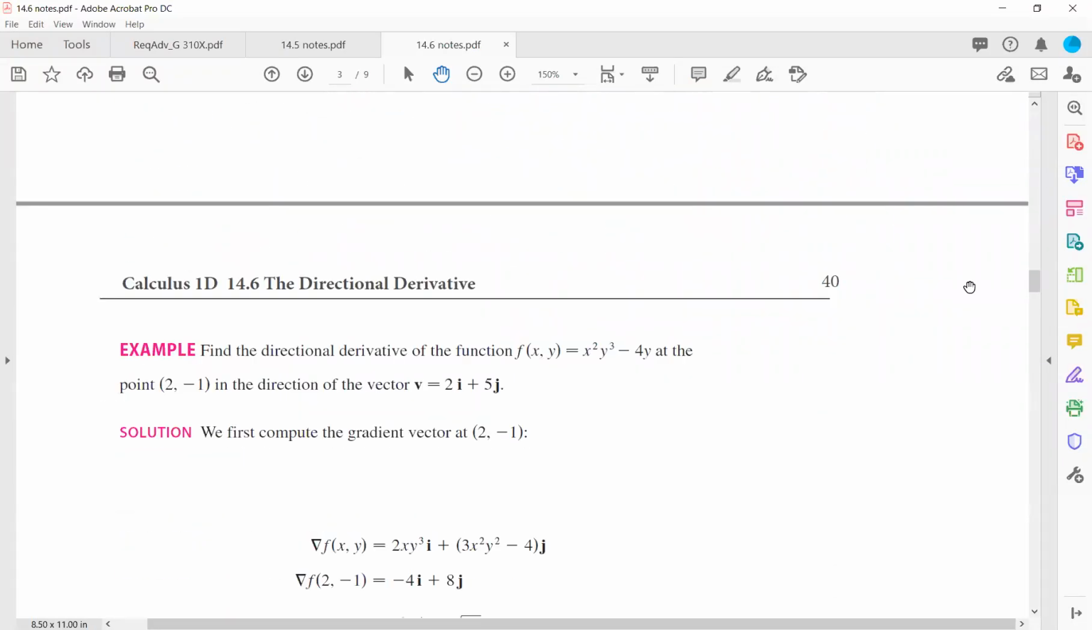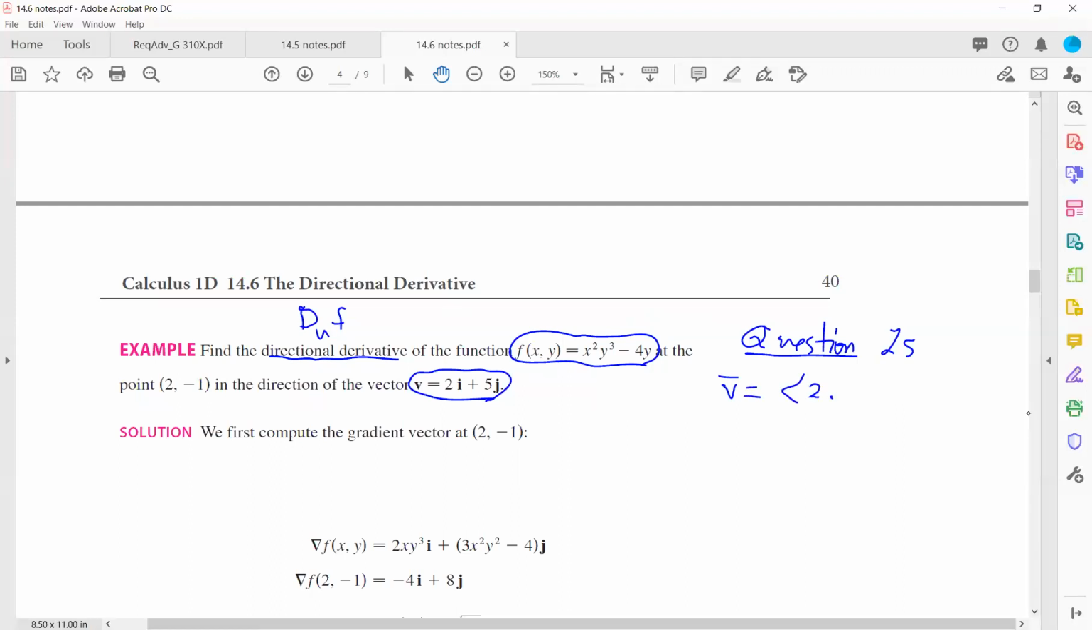Next example. The question says find the directional derivative of the function f in the direction of u, and the function is given as x squared y cubed minus 4y at the point (2, -1) in the direction of this vector. So first you should be asking the question: is v = (2, 5) a unit vector?